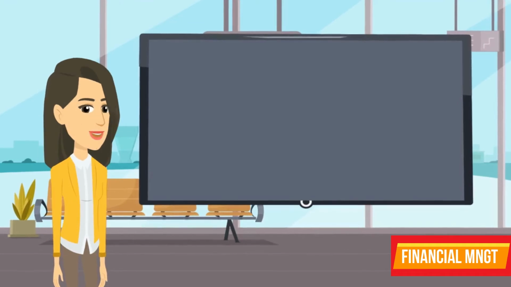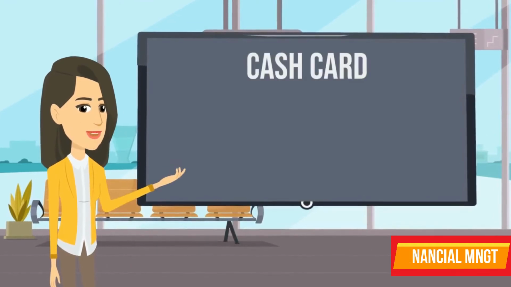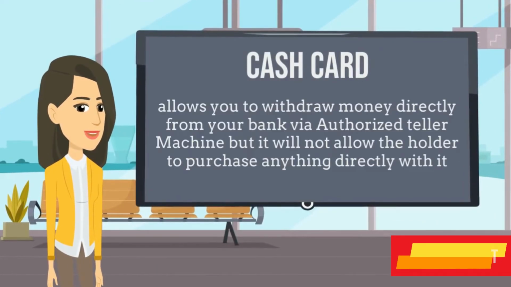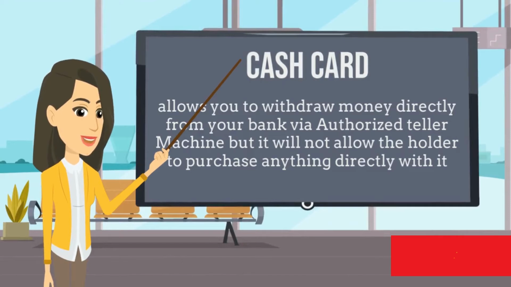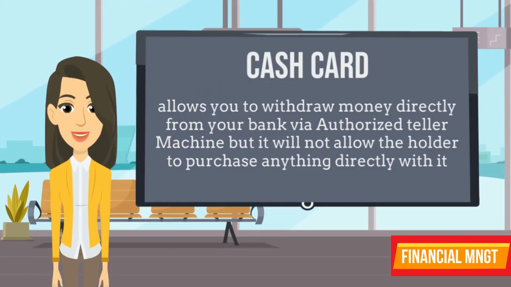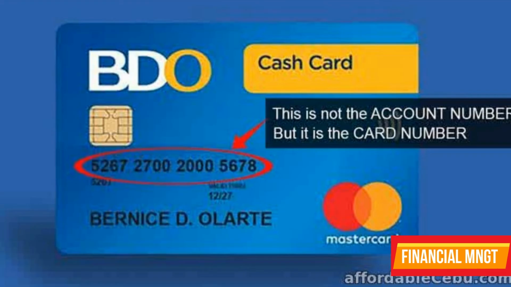The first example of plastic money is the cash card. A cash card allows you to withdraw money directly from your bank via an automated teller machine or ATM. But it will not allow the holder to purchase anything directly with it. This is a sample image of a cash card.